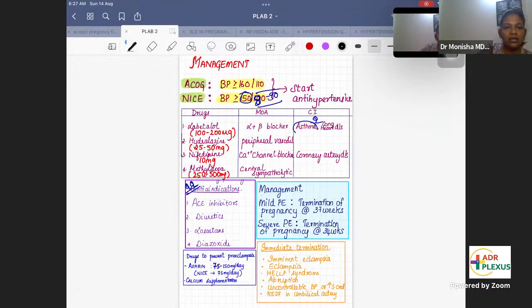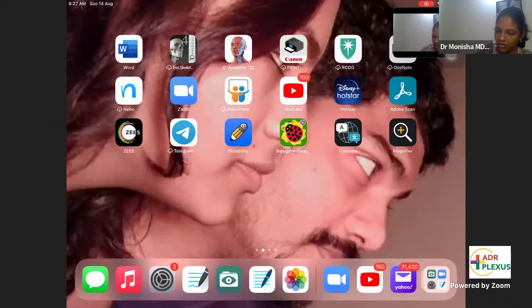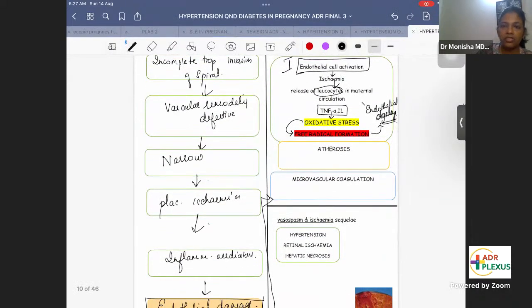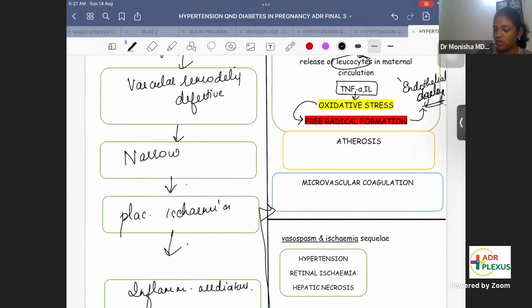Next is atherosis formation. What is atherosis formation? Remember, there are lipid-laden macrophages, foam cells. And there is also activation of the microvascular coagulation.